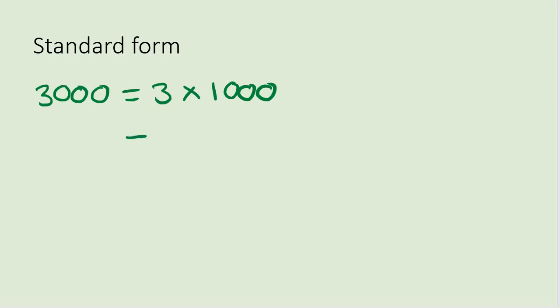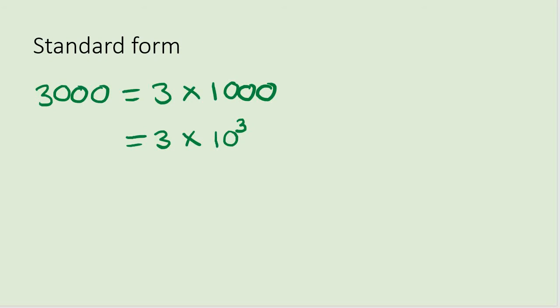So I'm going to give you an example of a number written in standard form, and then I'm going to explain what it is. So let's take the number 3000. Well, I can write that as 3 times 1000. 3 lots of 1000 is 3000. I can also write this as 3 times 10 to the 3, because I know my powers of 10. And 10 to the 3 is 10 times 10 times 10, which is 1000. And standard form is all about writing numbers and then timesing them by powers of 10.